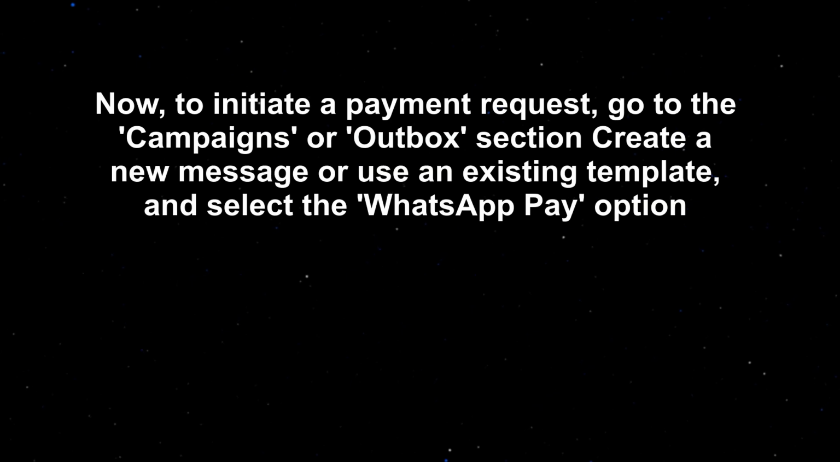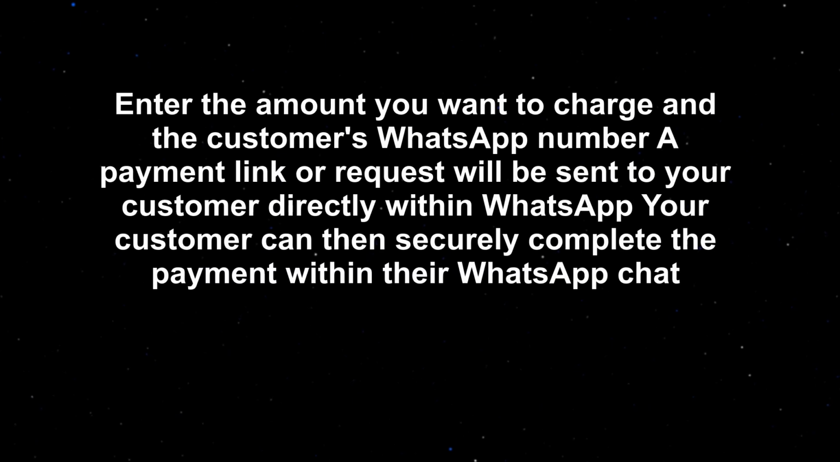Now, to initiate a payment request, go to the Campaigns or Outbox section, create a new message or use an existing template, and select the WhatsApp Pay option. Enter the amount you want to charge and the customer's WhatsApp number. A payment link or request will be sent to your customer directly within WhatsApp. Your customer can then securely complete the payment within their WhatsApp chat.